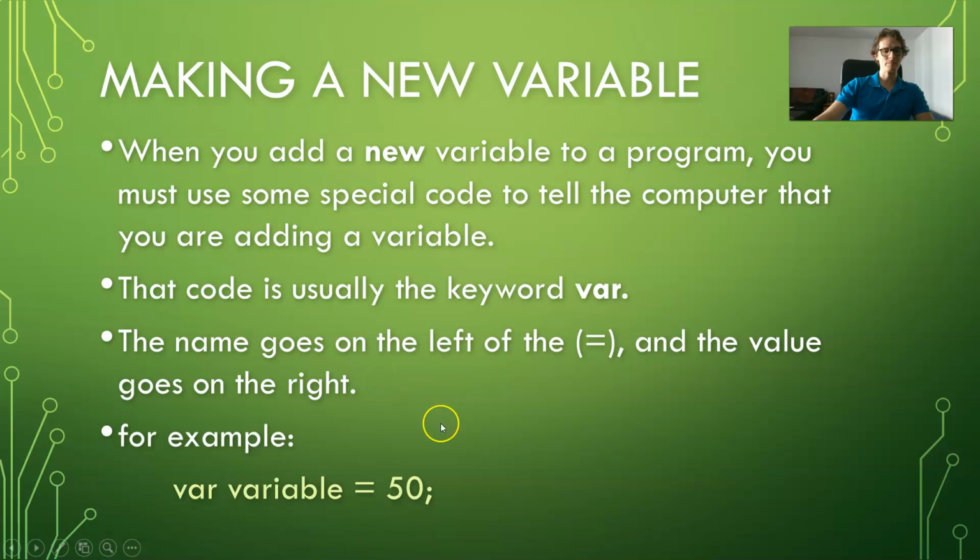For example, var variable equals 50. So var tells the computer you're making a new variable. Next, variable is the name of the variable. The equal sign tells you that you're assigning the variable, and 50 is the value, okay? So you must always use var for new variables.